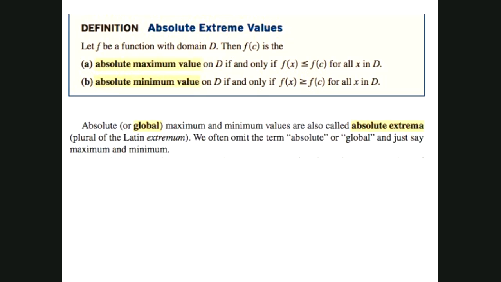The absolute extreme values: an absolute maximum on D is when there's no point around it that is any higher than it. That's basically a max. Same with an absolute min. Absolute or global max and min values are also called absolute extreme. We often omit the term absolute or global and just say a max and min.